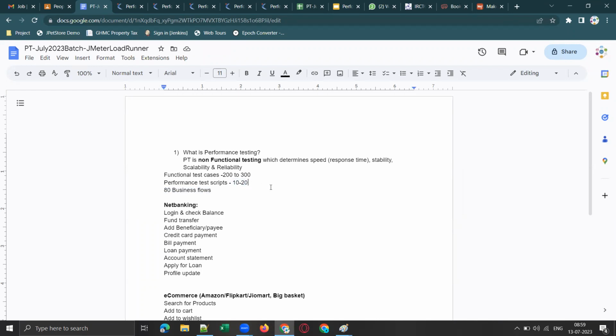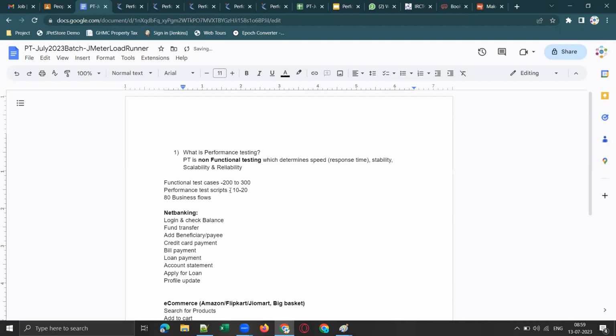And the performance testing team will be 1 to 3 or 1 to 4 maximum, not more than that, because the number of scripts will be less. In functional testing, there will be 200 to 300 test cases, so obviously you'll have 4 to 5 team members minimum. Understood, guys? That is the reason your functional testing or automation team size will be bigger than the performance team, because the number of test cases will be more. 1 or 2 persons cannot handle all these test cases, isn't it?